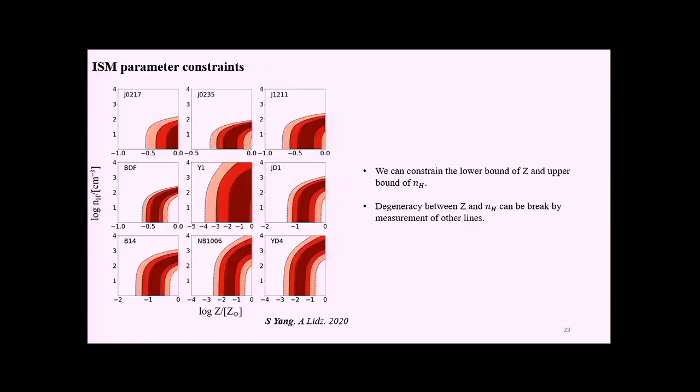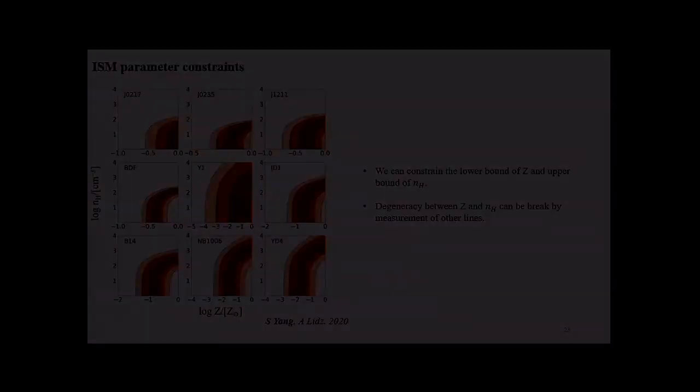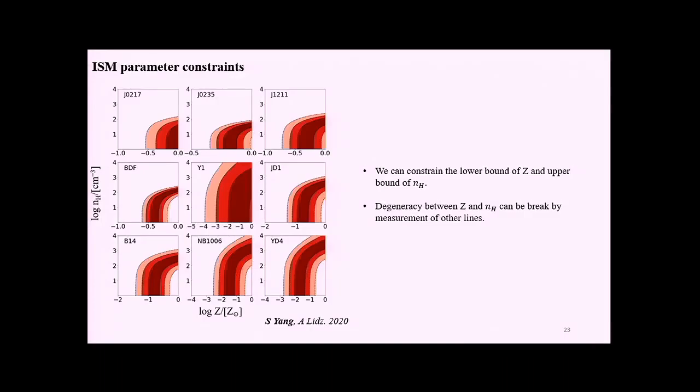So given the 88 micron line luminosity versus star formation rate measured by ALMA for 9 high-redshift galaxies that are available, we can use our model to constrain their gas density and metallicity. Since we are trying to constrain two free parameters with a single observable, we see this L-shaped degeneracy in the 2D parameter space. But nevertheless, we are still able to constrain a lower bound of metallicity and an upper bound of gas density for all those 9 ALMA targets.